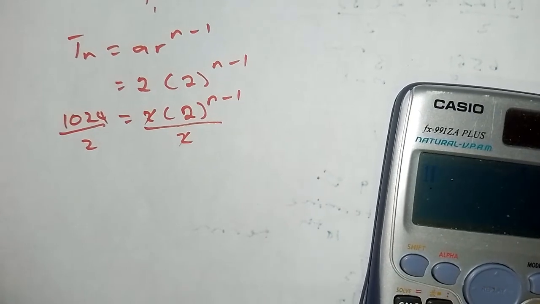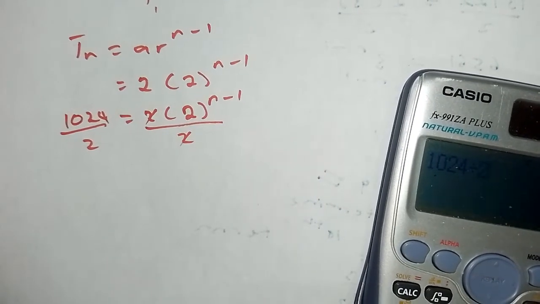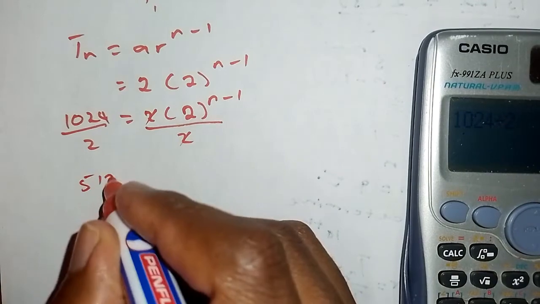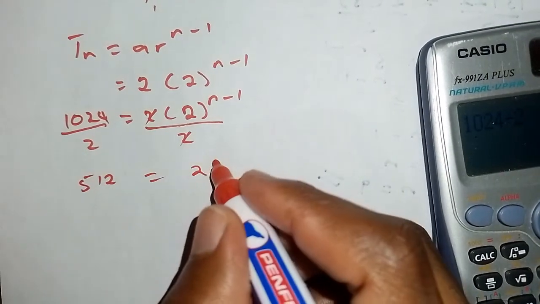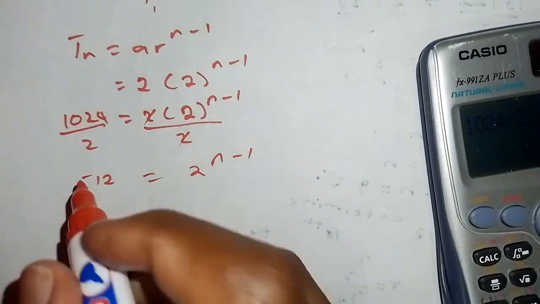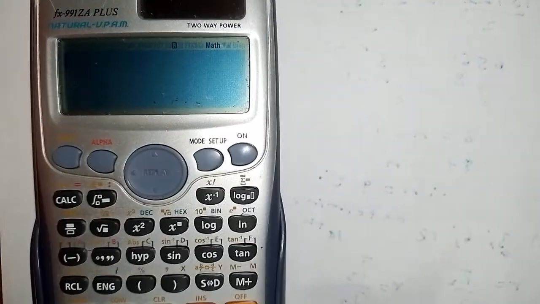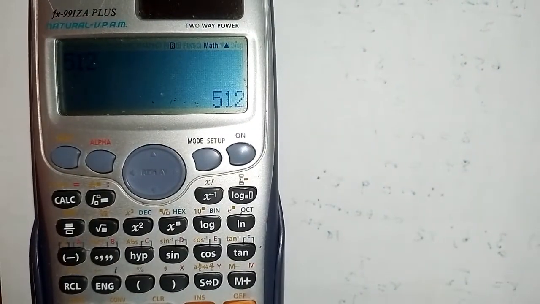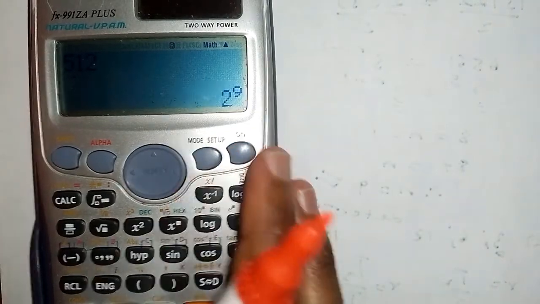Okay, 1024 divided by 2 is 512, which equals 2 to the power n minus 1. What is this? I can just go straight to my calculator. 512 is equal to, shift factor, 2 to the power 9.